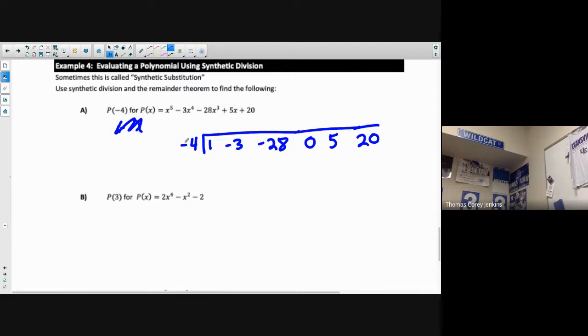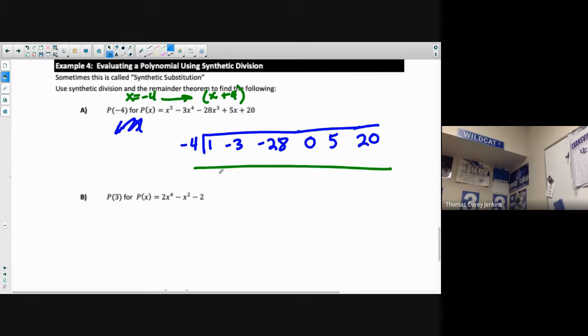And again, just if you're confused, well, how do I know if that's -4 or +4? Remember, if x equals -4, that goes with the linear factor x plus 4, right? So you've got to start to see these two as one and the same. All right, let's go ahead and divide and see how to use this thing, okay?